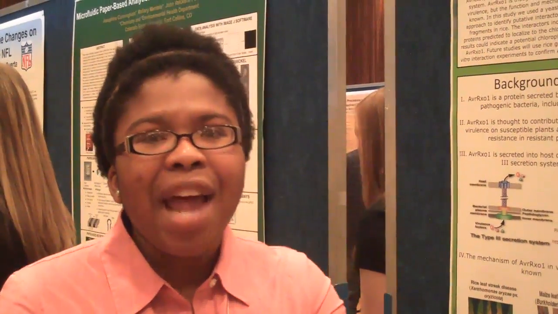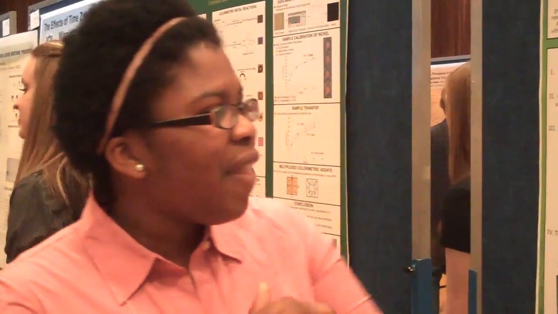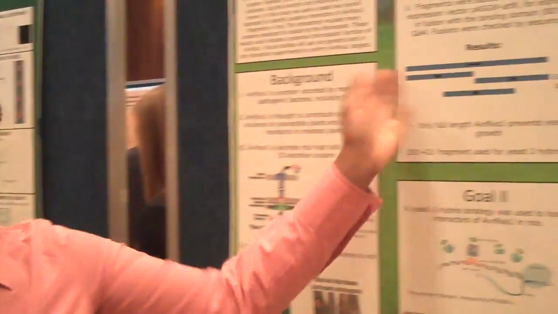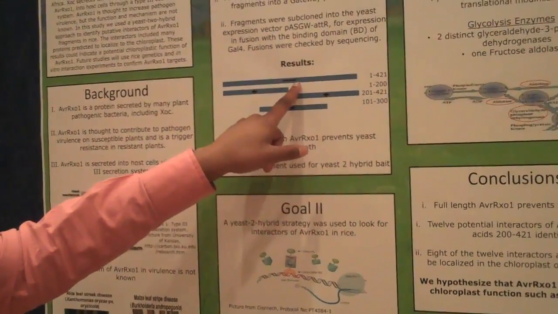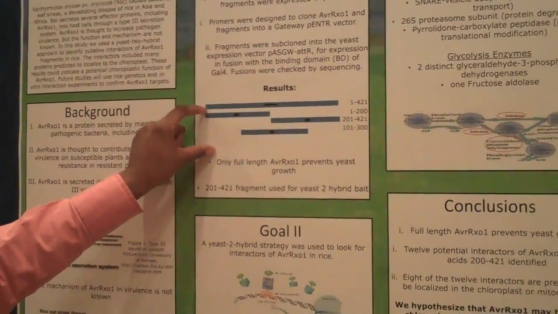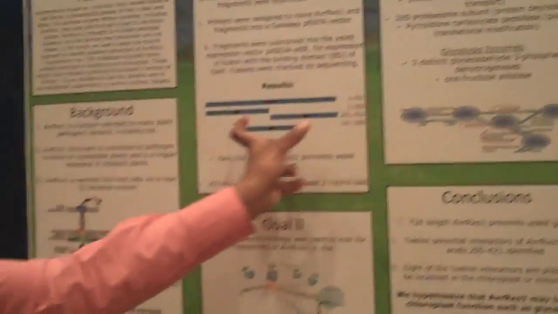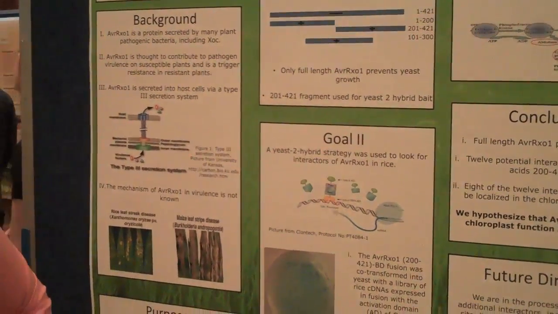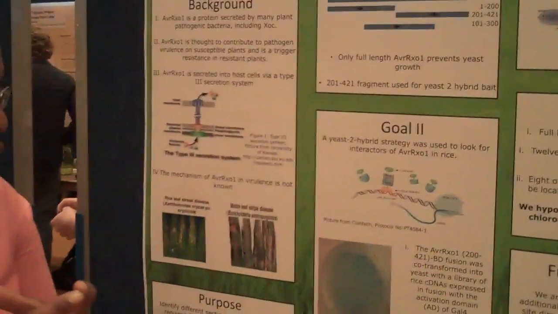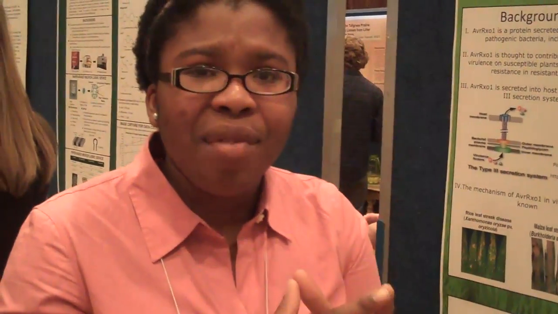After those fragments, we subcloned them and added the BD into them. And then here's the breakdown of my results. The whole fragment of ABRXO1, 420 amino acids, doesn't allow anything to grow, but these three subfragments do. So I focused on this subfragment as my yeast 2 hybrid. And in these subfragments, we added AD, which has cDNA, and then we combined those two things of the AD and the cDNA of the rice, and that's how we get the yeast 2 hybrid.